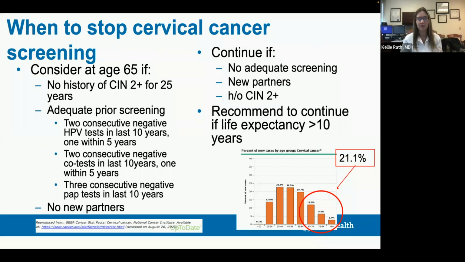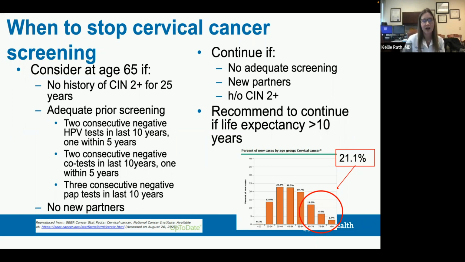So when should we stop screening for cervical cancer? We used to think, age 65, we're done with cervical cancer screening, don't need to worry. And I would argue that many of these patients may still need to have screening. We know that up to 21% of patients that are diagnosed with cervical cancer are diagnosed after the age of 65. And we know that people after the age of 65 are very vibrant, have long life expectancies, and could definitely benefit from screening and early detection of this cancer.